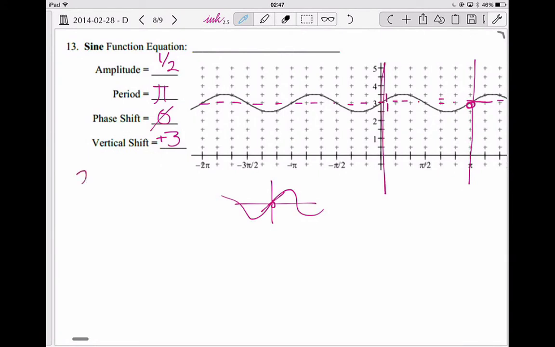Alright, so originally my period was 2 pi. Now my period is pi. That means that b must equal 2. So I have y equals 1/2 is my amplitude times, let's see, 1/2 times the sine of 2. I don't have a phase shift, so I'm not going to bother to factor here, and then up 3. And there's this fabulous function.